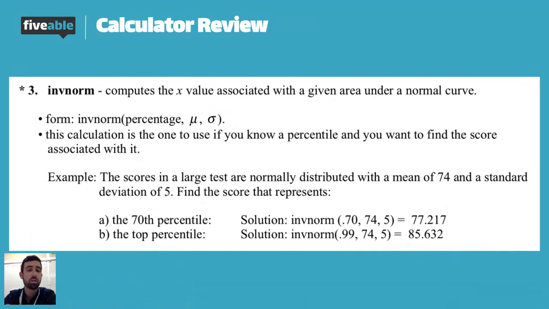So here's an example. The scores in a large test are normally distributed. Good. We know it's normally distributed, so we can actually come back and use this. With an average of 74 and a standard deviation of 5. Find the score that represents the 70th percentile. So we would do inverse norm, 0.7, average, standard deviation. So a score of 77.217 would give you the 70th percentile in this distribution. If you want to know the top percentile, so the very top percentile is the 99th percentile. So you go inverse norm, 0.99, 74, standard deviation of 5.